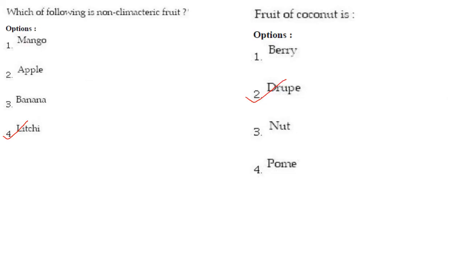Next one, which of the following is non-climatic fruit? Option 1 mango, 2 apple, 3 banana, 4 lychee. Answer is option 4 lychee.